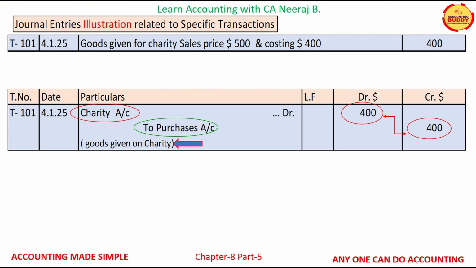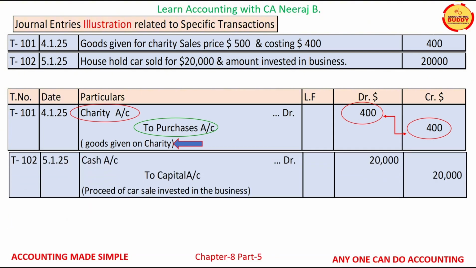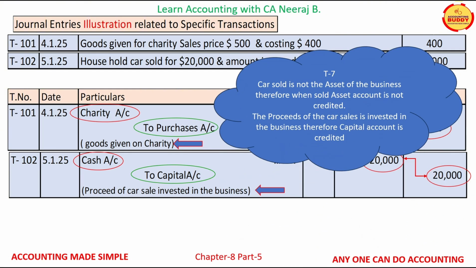The transaction T102 is household car sold for $20,000 and the amount is invested in the business. The two accounts affected are cash account and capital account. This transaction is recorded for $20,000 by debiting cash account and crediting capital account with proper narration for the entry. Since the car sold is not the asset of the business, therefore, when sold, asset account is not credited and proceeds of the personal car sold are invested in the business, therefore, capital account is credited.